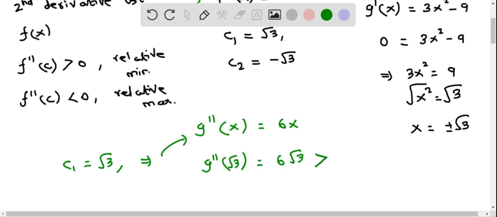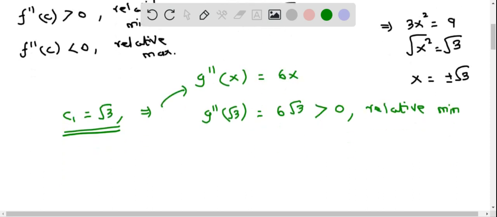So this is a positive quantity. That is, 6 is positive and root 3 is also positive. When you find the product of two positive numbers, you get a positive number. So this is greater than 0, and we say that this is a relative minimum according to the second derivative test. So this critical point c1 equals root 3 is a point of relative minimum.